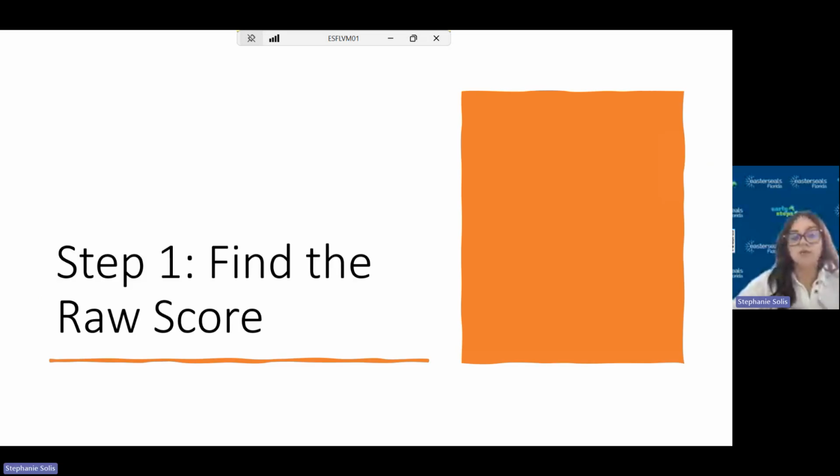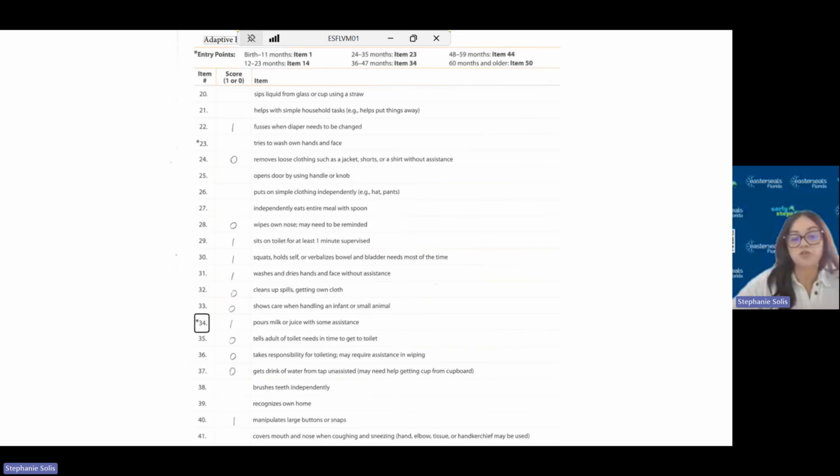So the first thing that we're going to do is find our raw score. The way that we're going to find that is first we're going to look at each individual domain. For example, for this one, we are looking at this adaptive section. Our child is 36 months, so we are going to be starting on number 34. That's going to be our age starting point.